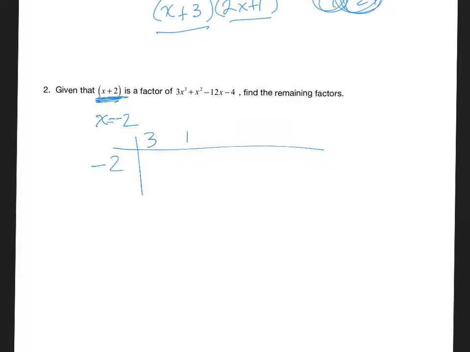So 3, 1, -12, -4. Okay, and I'm expecting to get a 0 here, right? I should get a 0 because it tells me that it's a factor.